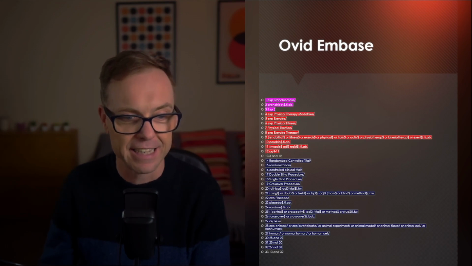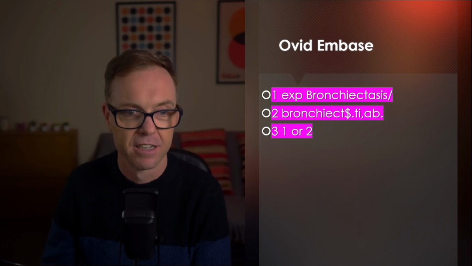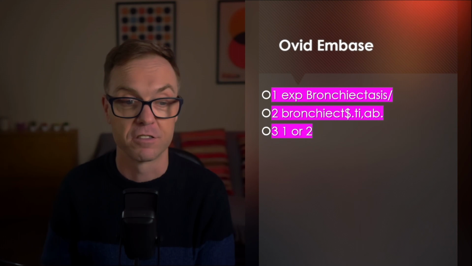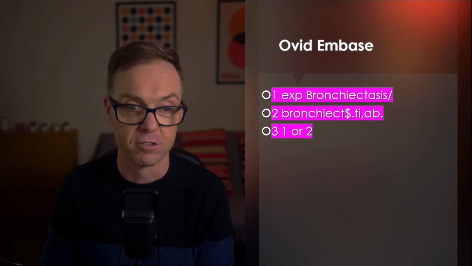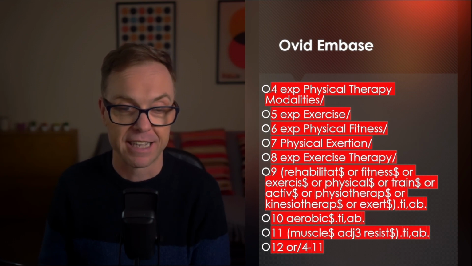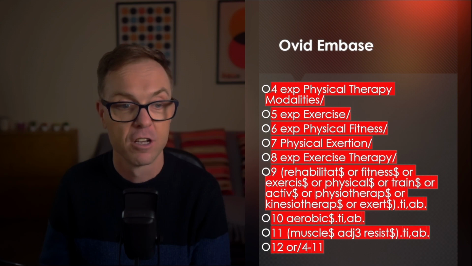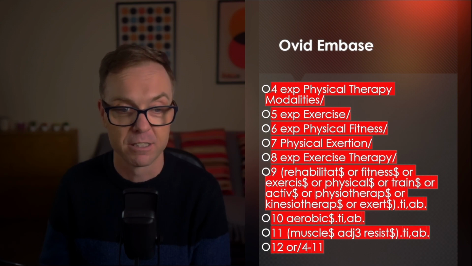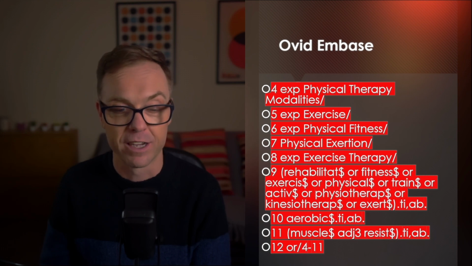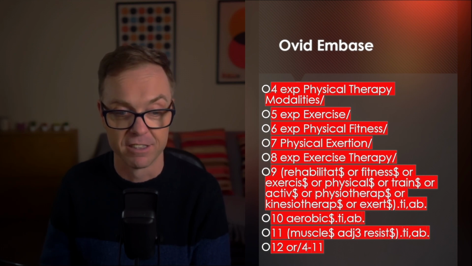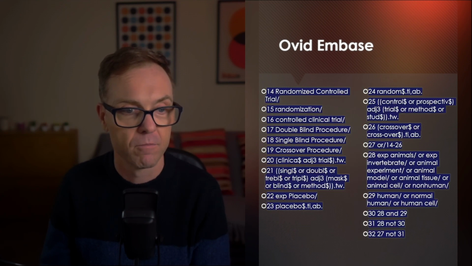And lastly, here's Embase, and we've got exploding bronchiectasis and a wildcard search of title and abstract, and then joining those 2 with an or. And then we're exploding the medical subject heading for physical therapy modalities, again exploding exercise and physical fitness. We're not exploding exertion, we're exploding exercise therapy. We're combining these wildcard searches for these series of words, and then we're looking for muscle adjacent to resistance in title and abstract, and we're oring them.